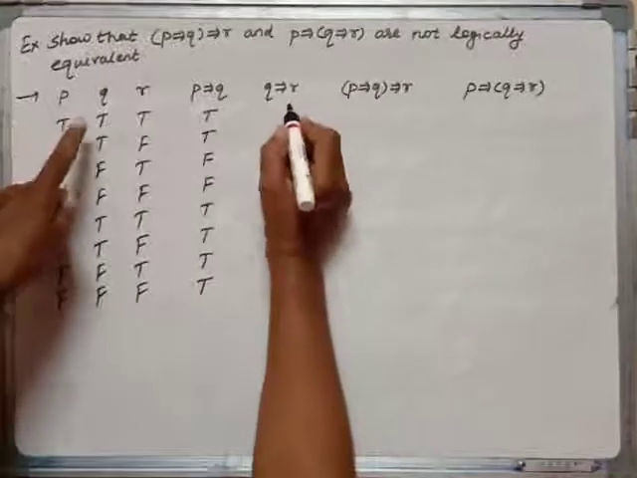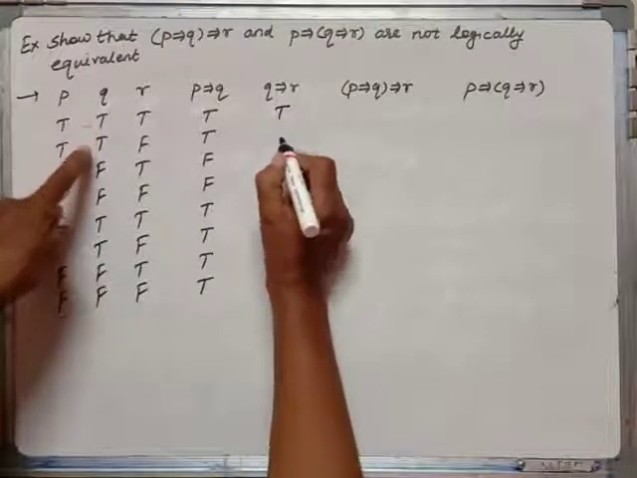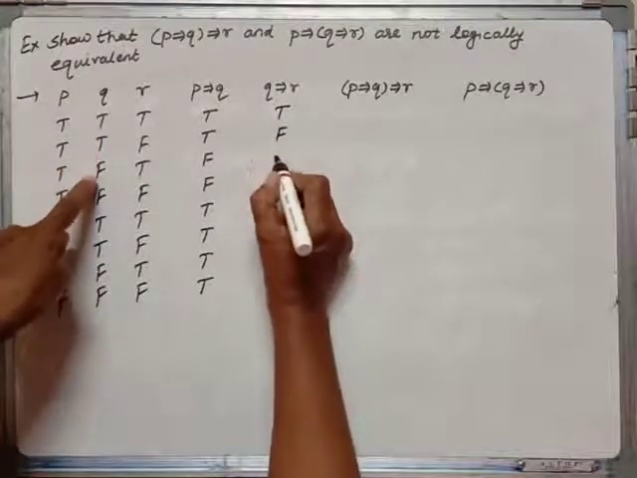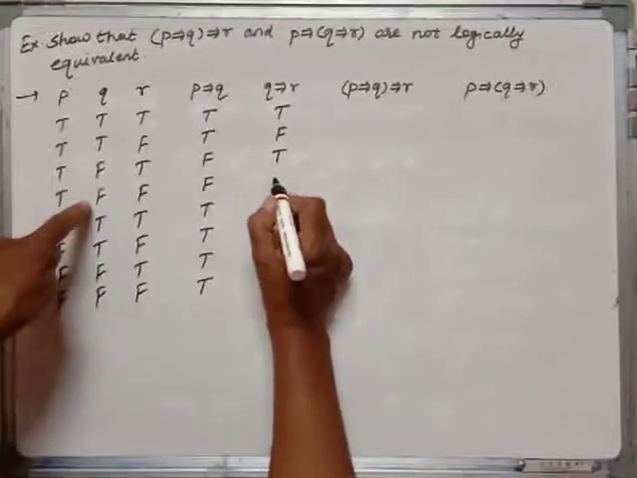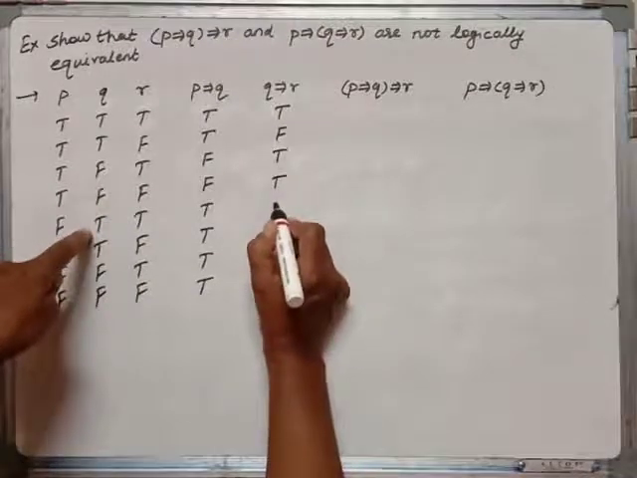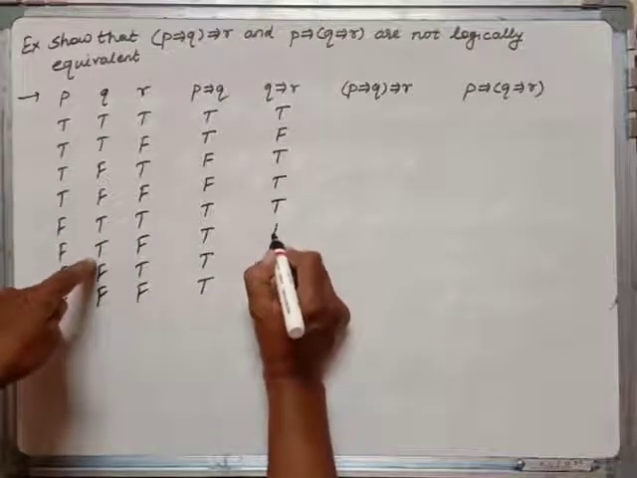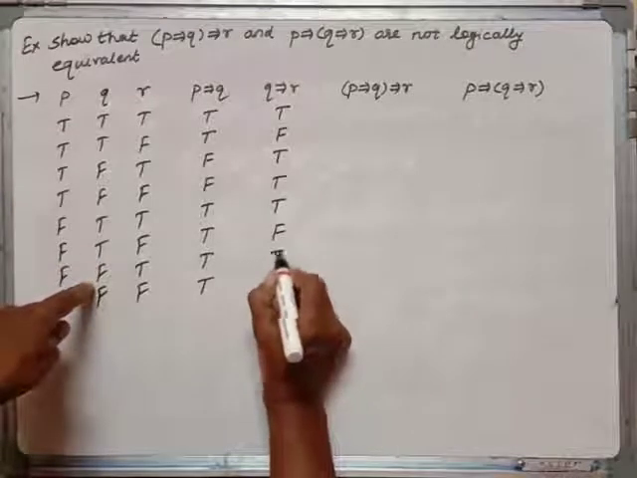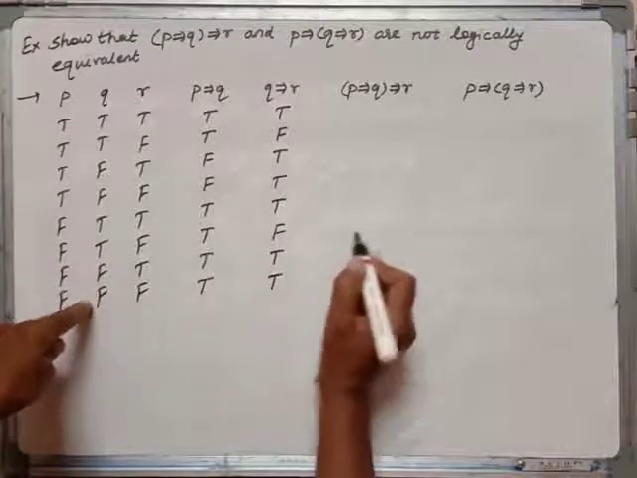Now Q implies R. Same thing. True implies true, true. True implies false is false. False implies true is true. False implies false is true. True implies true is true. True implies false is false. False implies true is true. False implies false is true.